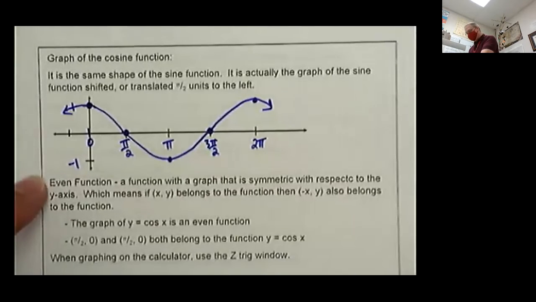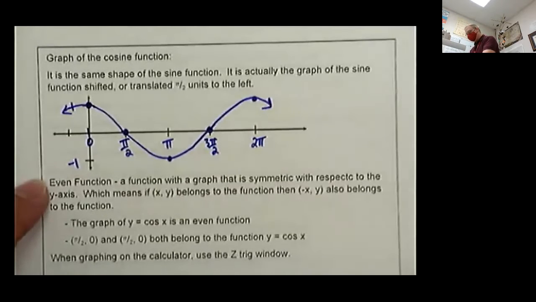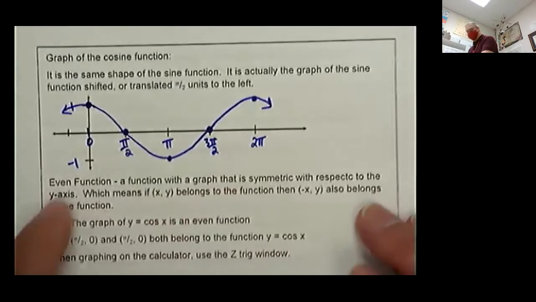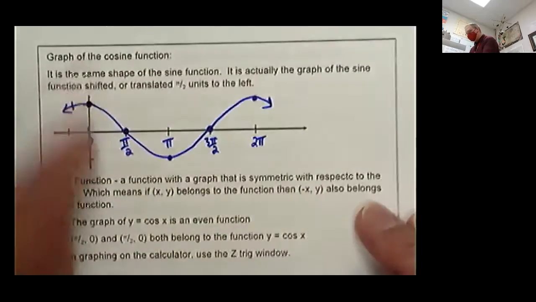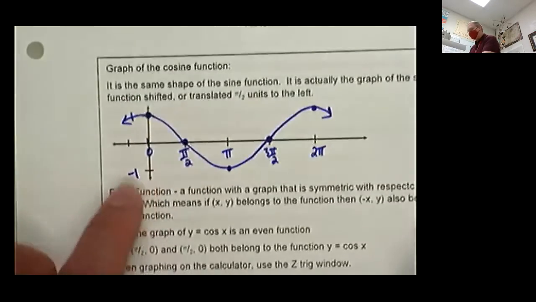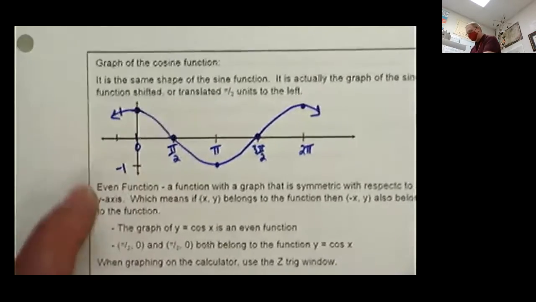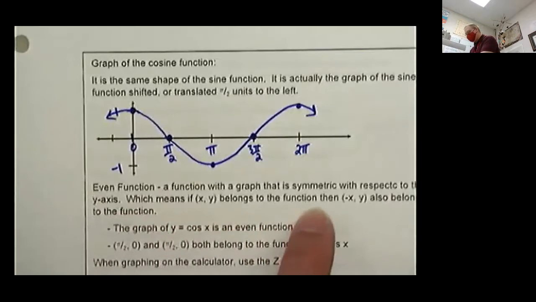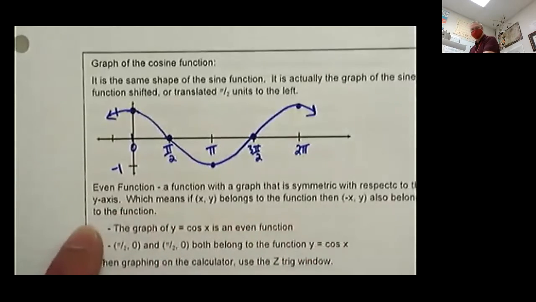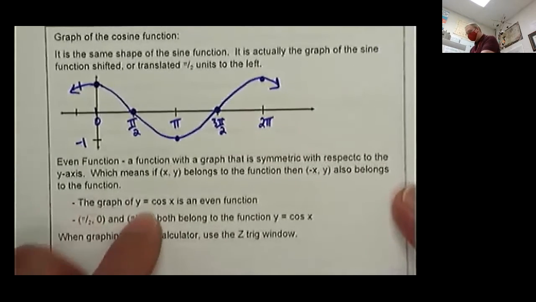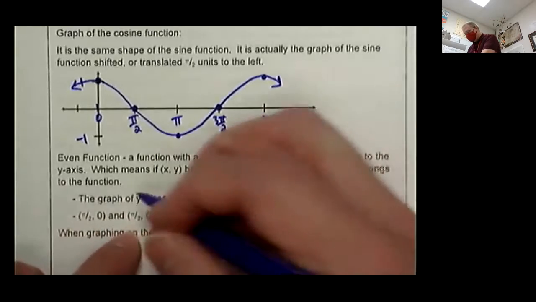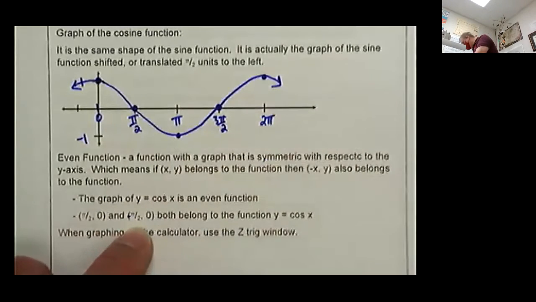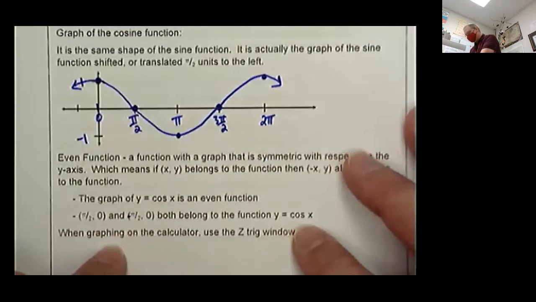Cosine, recall, is an even function. An even function is a function with a graph that is symmetric with respect to the y-axis, which means if we book-fold this, flip it left and right over the vertical axis, we get the same graph. You can kind of see that here. You'll get a better picture when we put this on your calculator. It means if x, y belongs to the function, the negative x, y also belongs to the function. The graph of y equals cosine x then is an even function. For example, pi halves, 0 and negative pi halves, 0 both belong to the function y equals cosine of x.